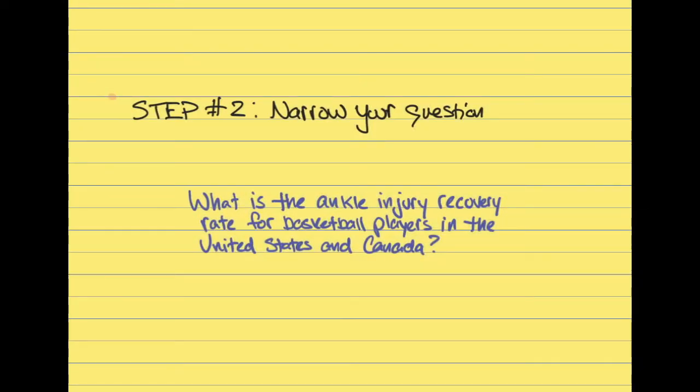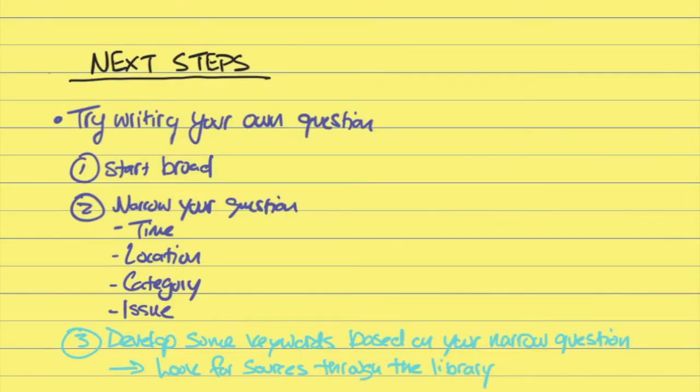Based on these 4 categories, I've narrowed down my question in a few ways. For instance, I've narrowed this down to a sport that I'm particularly interested in, in this case, basketball players. And I've also limited the geography to the United States and Canada. Like I said earlier, I've left time out for the time being, but I could always include a time period later in my second revision of the question.